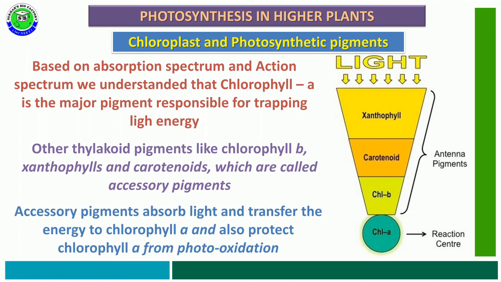Because of this reason, chlorophyll B, carotenoid, and xanthophylls are called auxiliary pigments. First, the auxiliary pigments absorb light energy, and this light energy is transferred to the chlorophyll A molecule, protecting the chlorophyll A molecule from the photooxidation process. That's why these three pigments are called accessory pigments.